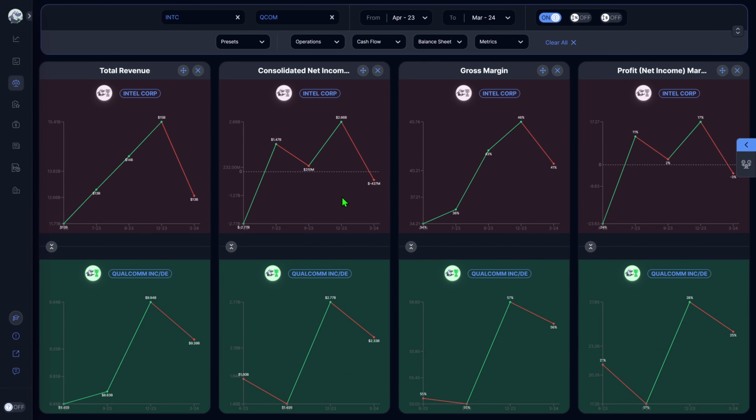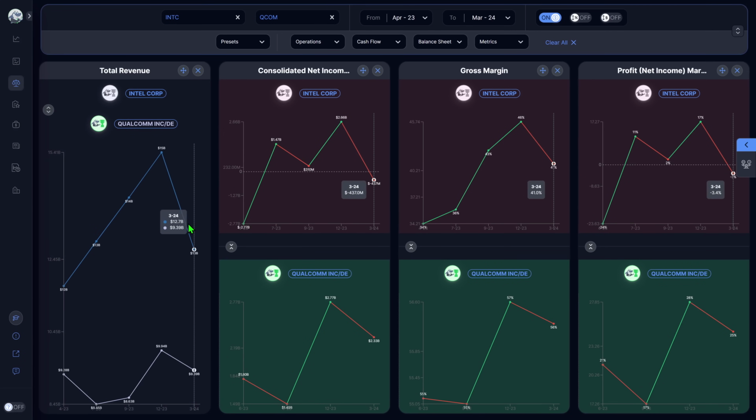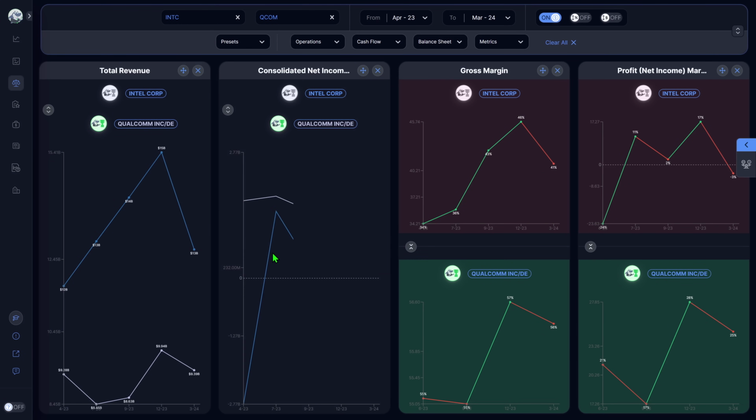We want to compare the results side by side to see who is performing better overall and not just over the last quarter. For revenue, Intel's at $12.7 billion is higher than Qualcomm's at $9.39 billion. For profit, Qualcomm's at $2.33 billion is higher than Intel's loss at minus $437 million.